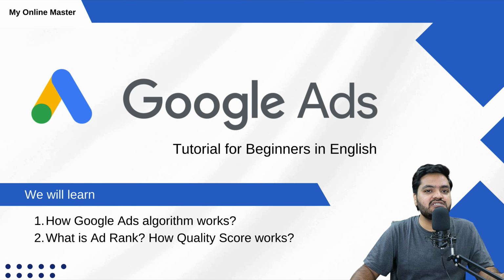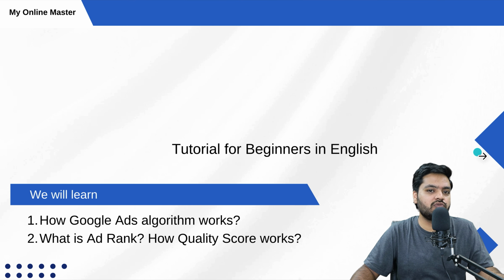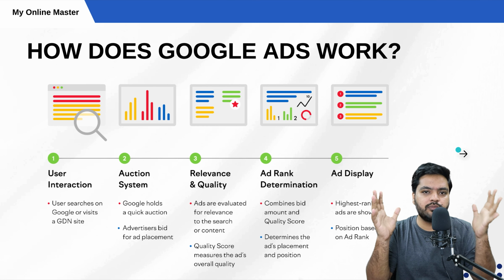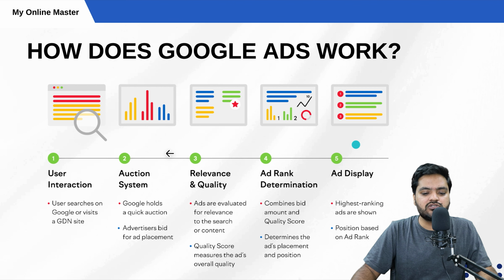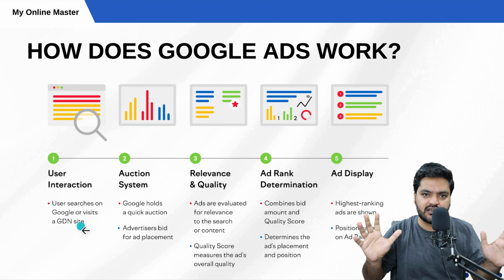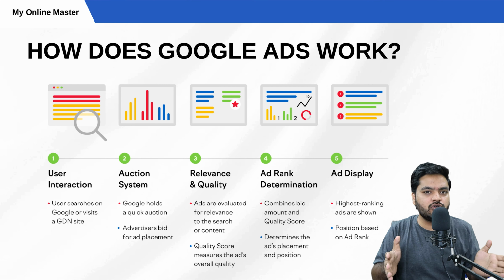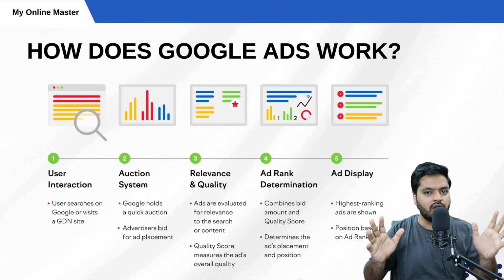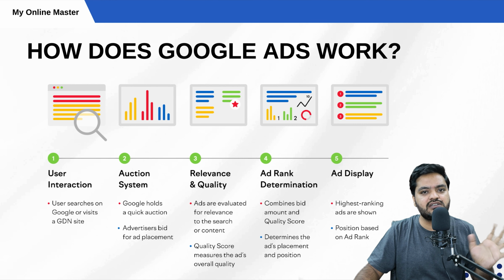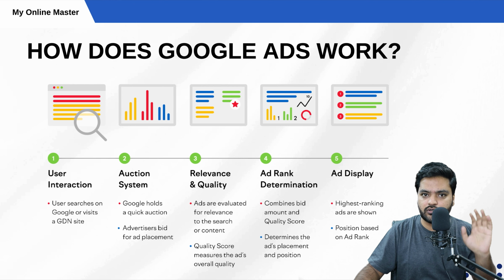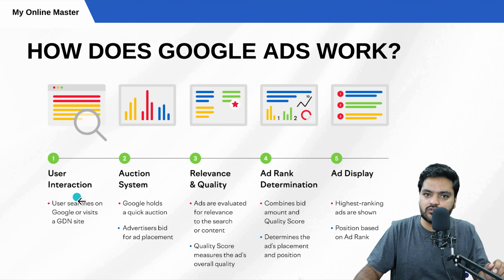So first things first, how does the Google algorithm work, or how does this whole function work? If I talk about the overall broad criteria, as you can see on my screen, first of all, the user interaction. Any user searches on Google or visits any particular website where the ads are displayed, that is the starting point where the user journey starts. Because if the user is not searching on Google or not going to any website, then he or she will not be able to see any kind of advertisement via Google Ads. So he or she has to visit or interact with some kind of online platform in order to see the ad. So once the user decides to search something and go on the website, the second step is that the auction system starts.